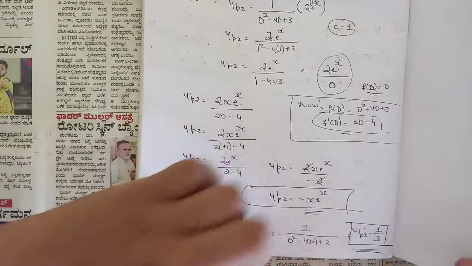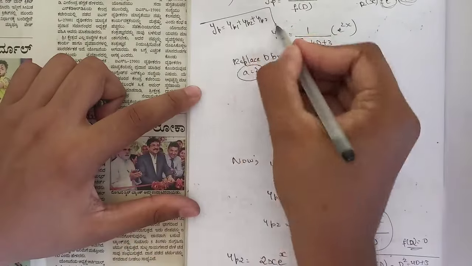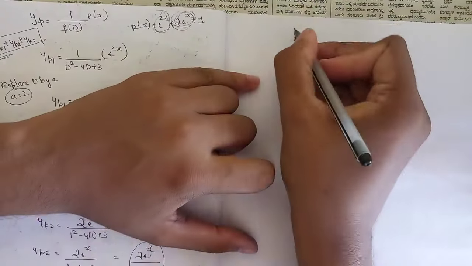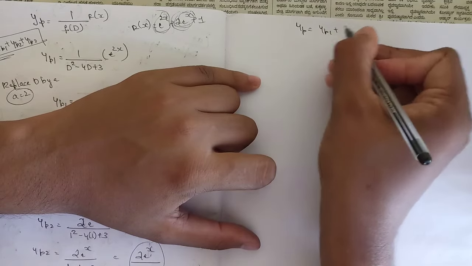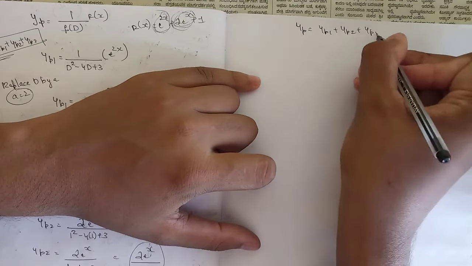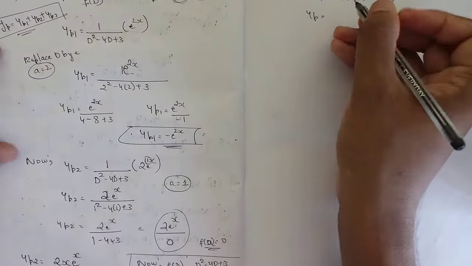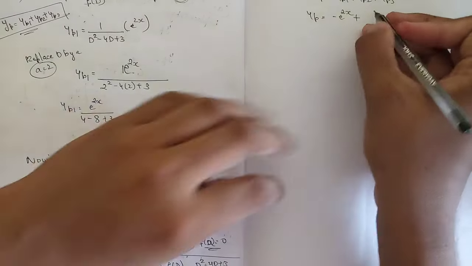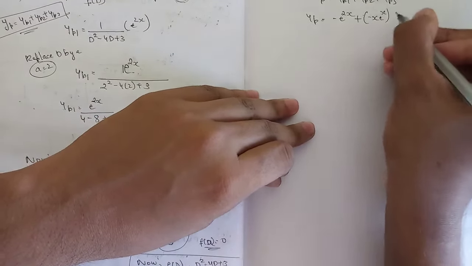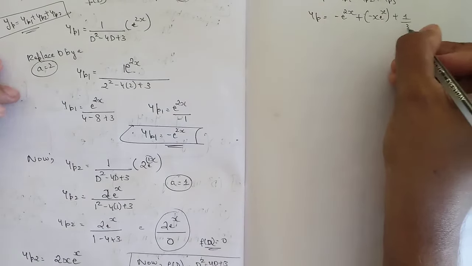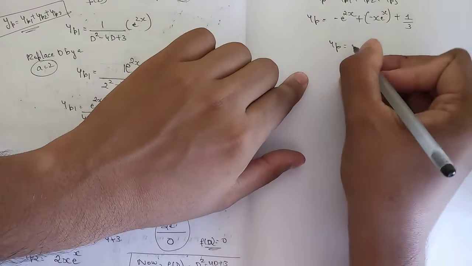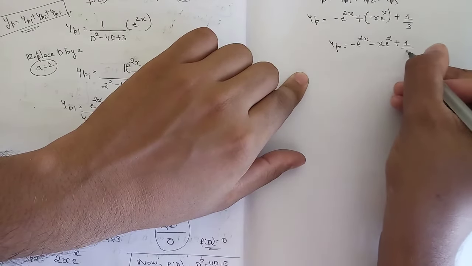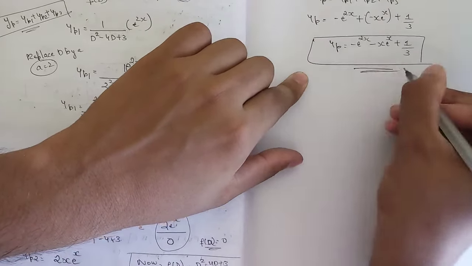So now we have found the values of yp1, yp2 and yp3. Now we need to sum them up to get the term yp. So yp is equal to yp1 plus yp2 plus yp3. We got yp1 as minus e to the power 2x, plus yp2 as minus x into e power x, plus 1 by 3. So the final yp is minus e power 2x minus x e power x plus 1 by 3. This is your required particular integral.